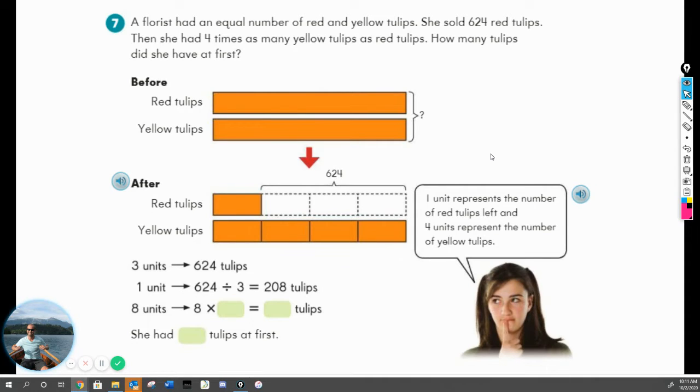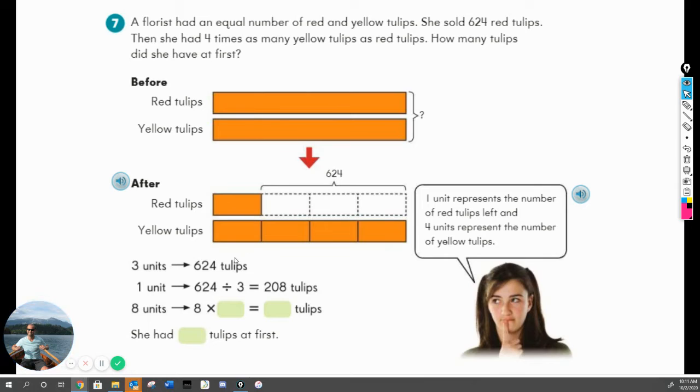All right. Starting out, she's telling us that there are an equal number of red and yellow tulips. Then she sold 624, so we're taking that 624 out. So this is the after, and then after there were 4 times as many yellows as reds. Okay, so we just divided that up into 4. So that unit is equal to that unit is equal to that unit, and so on. All right, how many tulips did she have at first?